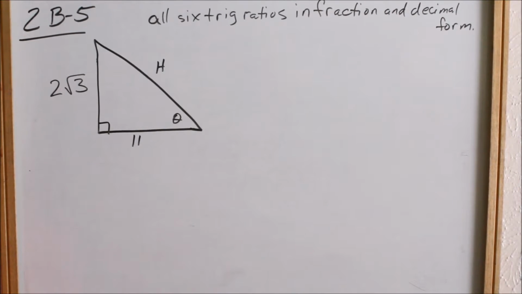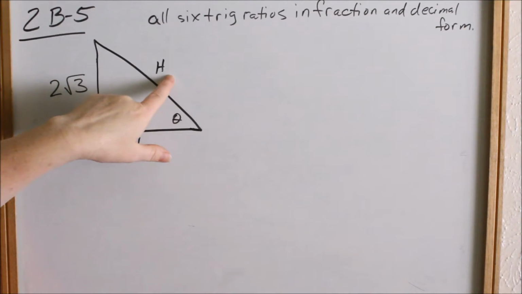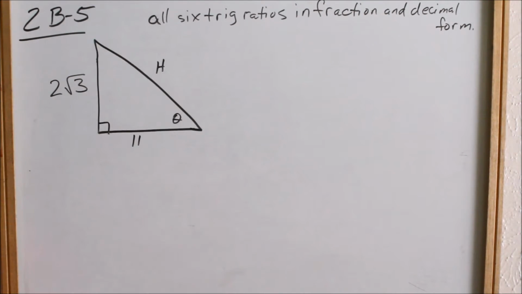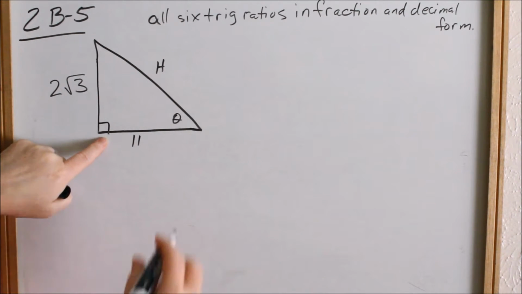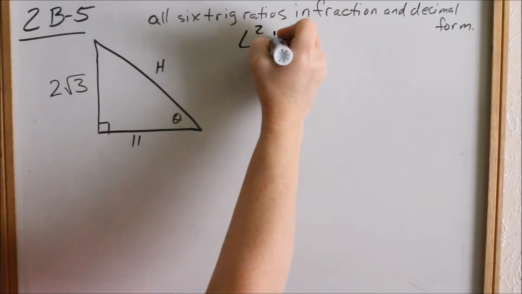Alright, we're looking at 2B number 5, and again we're trying to find the missing side, and we're trying to find all 6 trig ratios in fraction and decimal form. So the very first thing we have to do, in order to do any trig ratio, is know every side of the triangle. So we need to find the hypotenuse. Right triangle, Pythagorean Theorem.